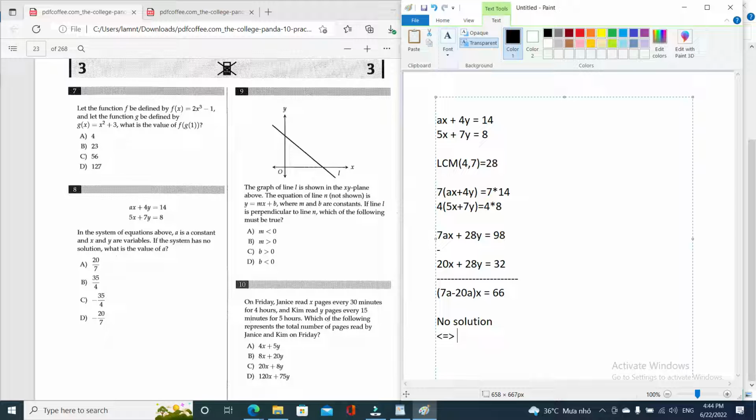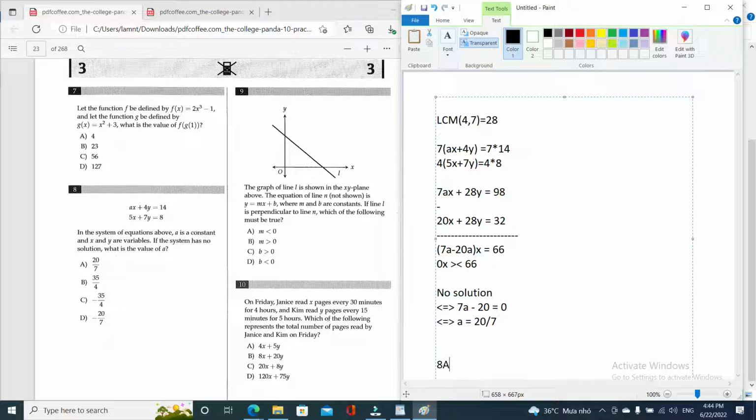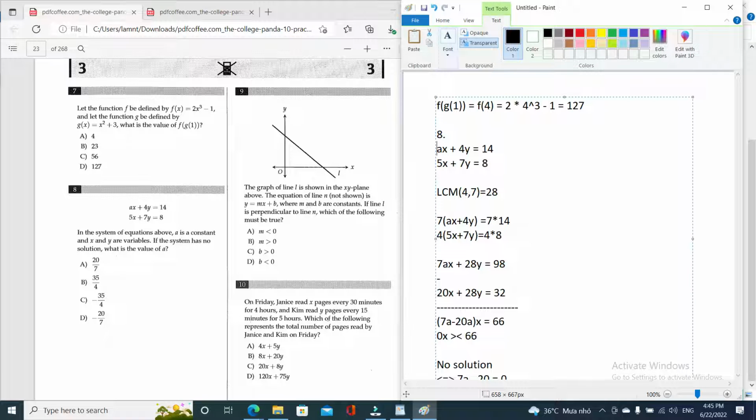Because 0 times x is obviously different from 66, right? So this system will have no solution if and only if 7a minus 20 equals 0, which means a equals 20 over 7. So it is A. Okay, I hope that's clear, and here's how you solve it.